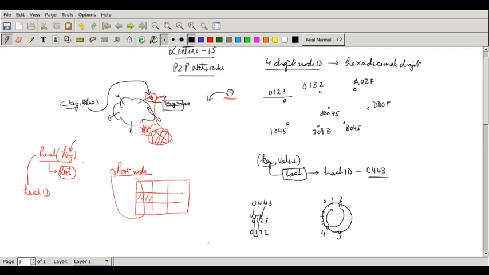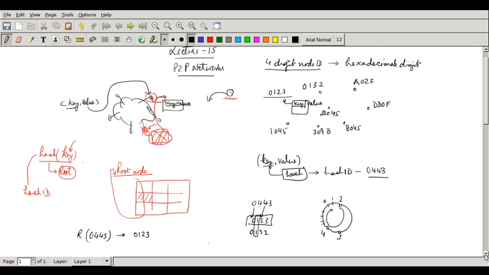So for 4, the next higher node is going to be 2 in cyclic fashion, because I am going clockwise. So 0123 will obviously be the root node for this. For 0443, the root node is going to be 0123. 0123 is going to have a local table where the database index will be, and there the key and value will be stored.